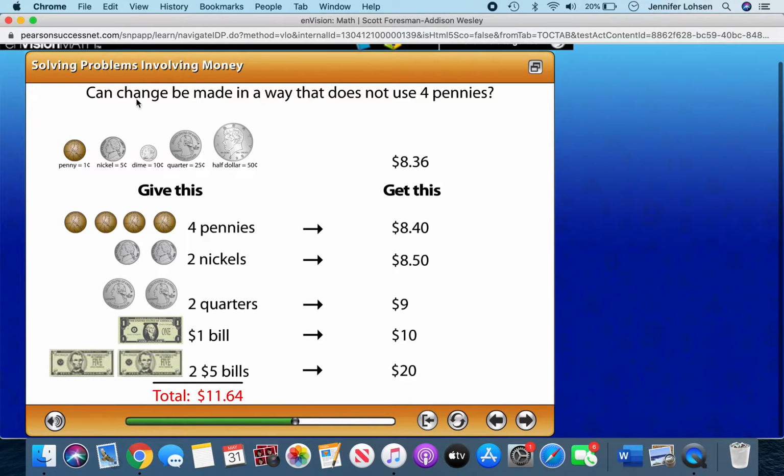Okay. Now, he said, can change be made in a way that does not use 4 pennies? Now, remember, our total for the airplane is $8.36. Could we give back exact change without these 4 pennies? What do you think? No. The only way to get from 36 cents to 40 cents is to use 4 pennies. If you said no, you were correct because, like he just said, we can't go from 36 to 40 without those 4 pennies: 36, 37, 38, 39, 40. And every penny matters when you're giving change. You want to make sure you're always giving the correct amount.